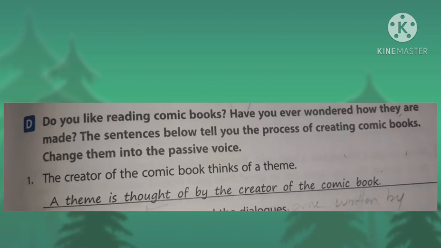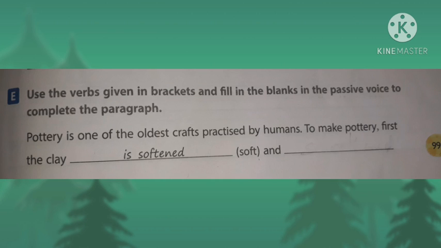Page number 99, Activity D. Do you like reading comic books? Have you ever wondered how they are made? The sentences below tell you the process of creating comic books. Change them into the passive voice. First one is given as an example. Do it yourself.